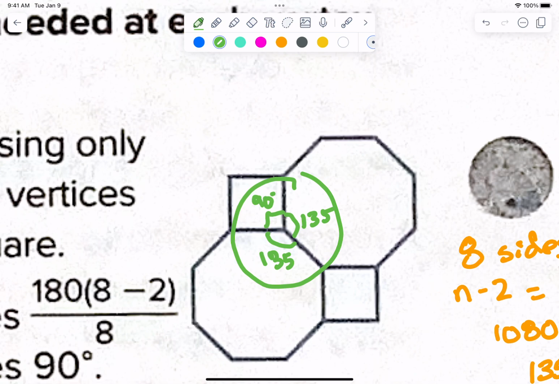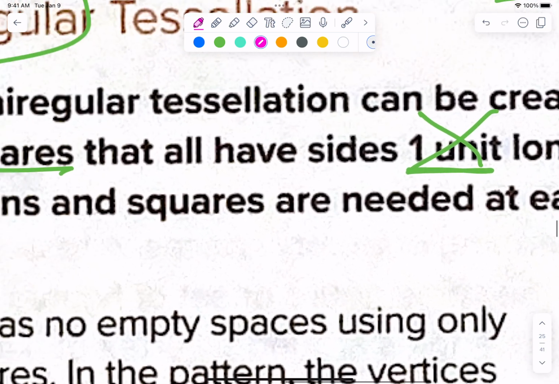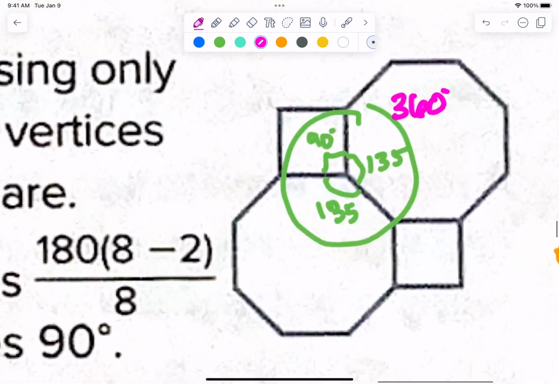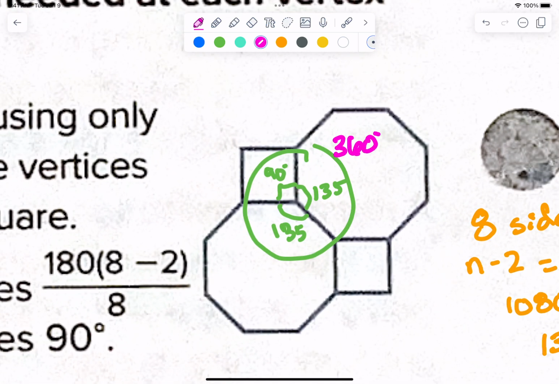Megan says yes. How do you know? You add them all up. And they have to add up to be 360, which means those are going to come together to form a perfect joint. It's going to be good. So those two objects will tessellate to make a semi-regular tessellation because we have 2 figures. It's not perfectly regular because there's 2 figures, but it's semi-regular. Got it?